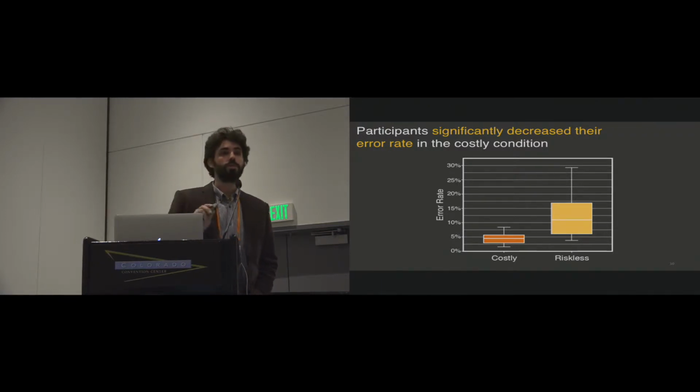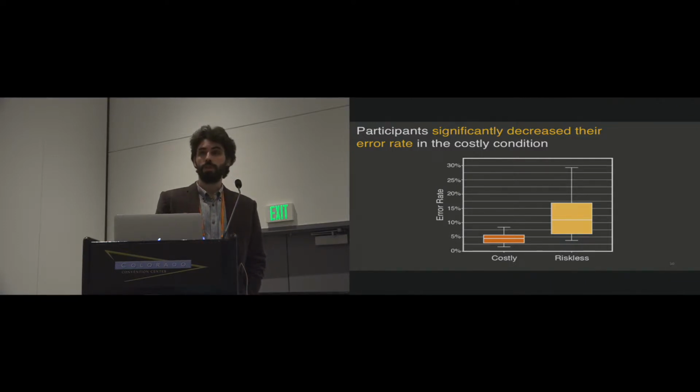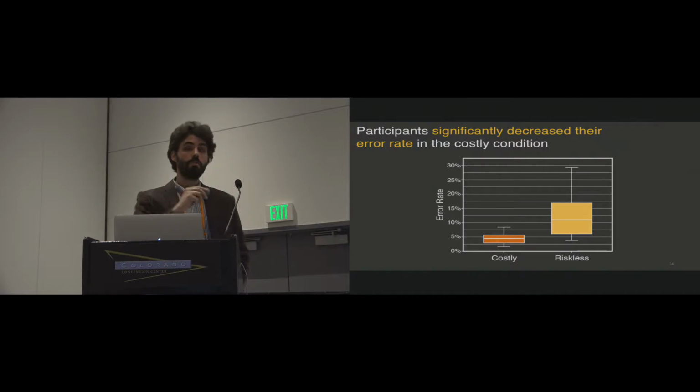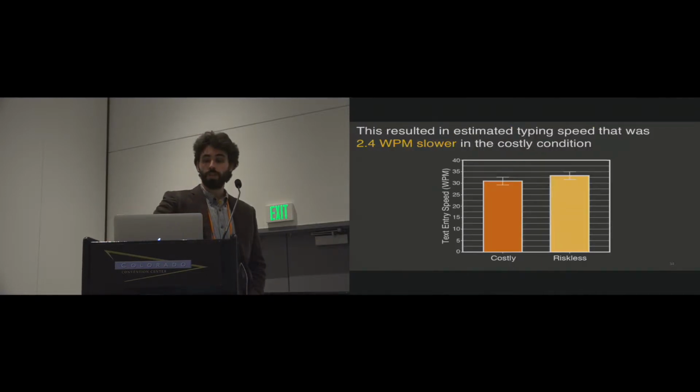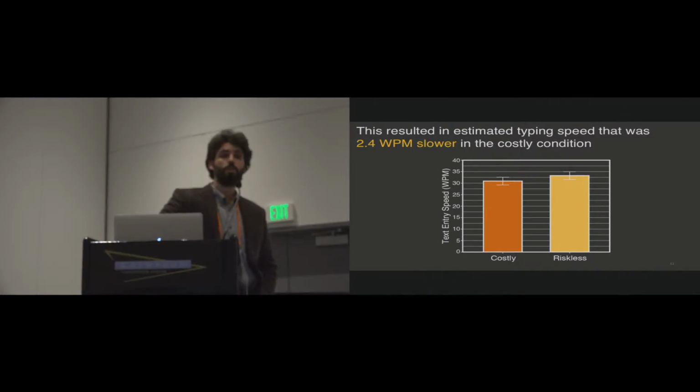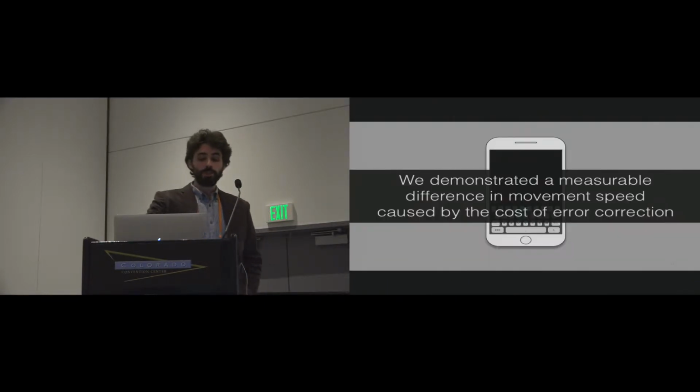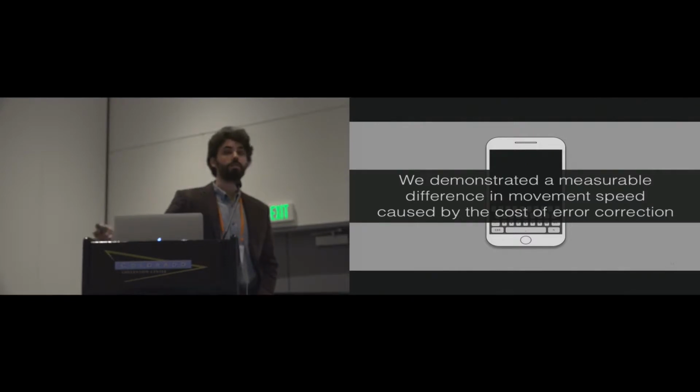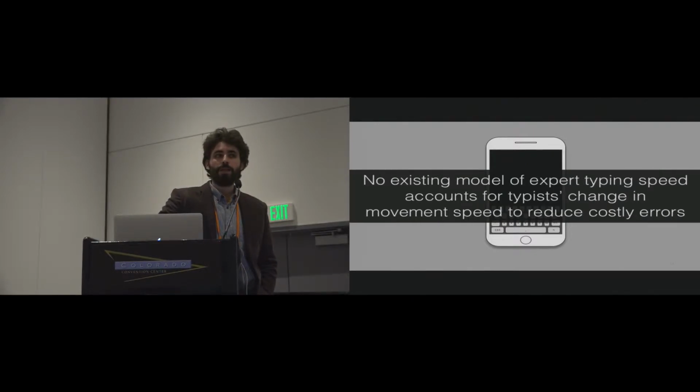Now, if we use these movement times to compute how fast they would have typed on a mini QWERTY on Android, we would find that they would type 2.4 words per minute slower in the costly condition. So here we demonstrated a measurable difference in movement speed caused by this cost of error, but there is no existing model of expert text entry that accounts for these kinds of changes in people's behaviors.